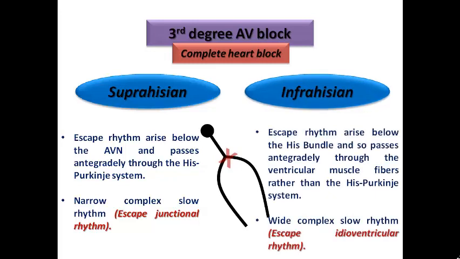Whereas in infrahisian block, the level of block is usually below the His bundle, maybe for example at the ends or in the bundle branches, and so the escape rhythm arises from below the His bundle and passes through the ventricular muscle fibers rather than the His-Purkinje system, and so it would lead to a wide complex rhythm, may show left bundle or right bundle branch block morphology with slow rhythm, and of course it is called escape idioventricular rhythm.